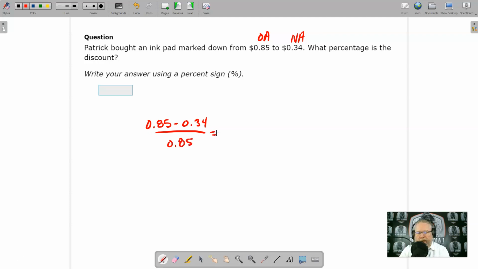If we go ahead and do 0.85 minus 0.34, we're going to find that we get 0.51. Now divide that by 0.85, the original amount. So 0.51 divided by 0.85 is going to give us an answer of 0.6. Move the decimal over 2 places, we would get 60. Throw a percent sign on the end, so it is a 60% discount.